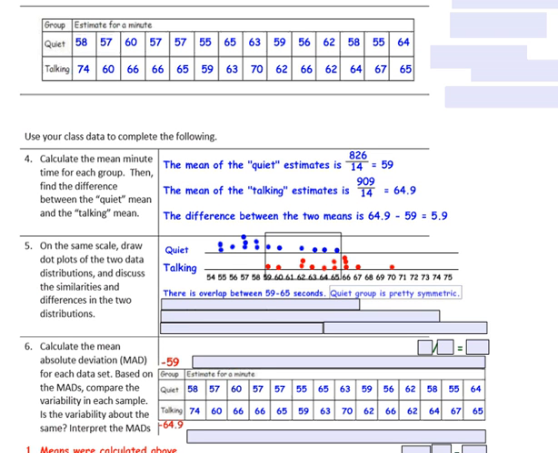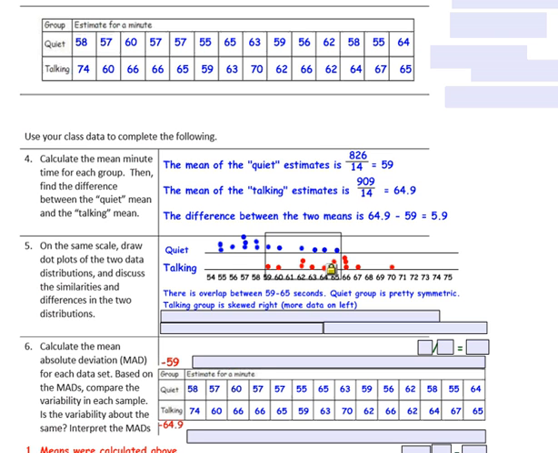The quiet group is pretty symmetric. In other words, the data is spread out pretty evenly between the left and the right. The talking group is skewed right, meaning there is more data on the left.